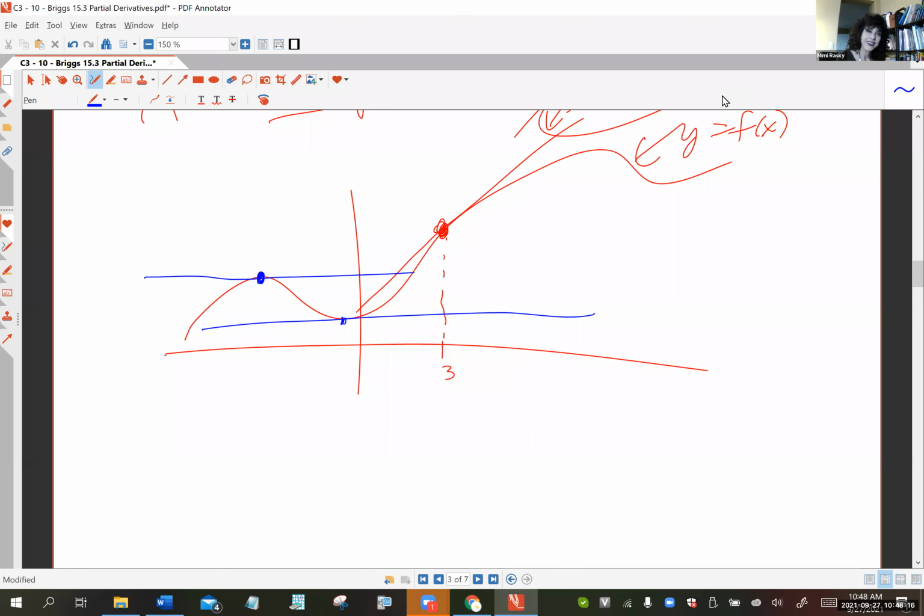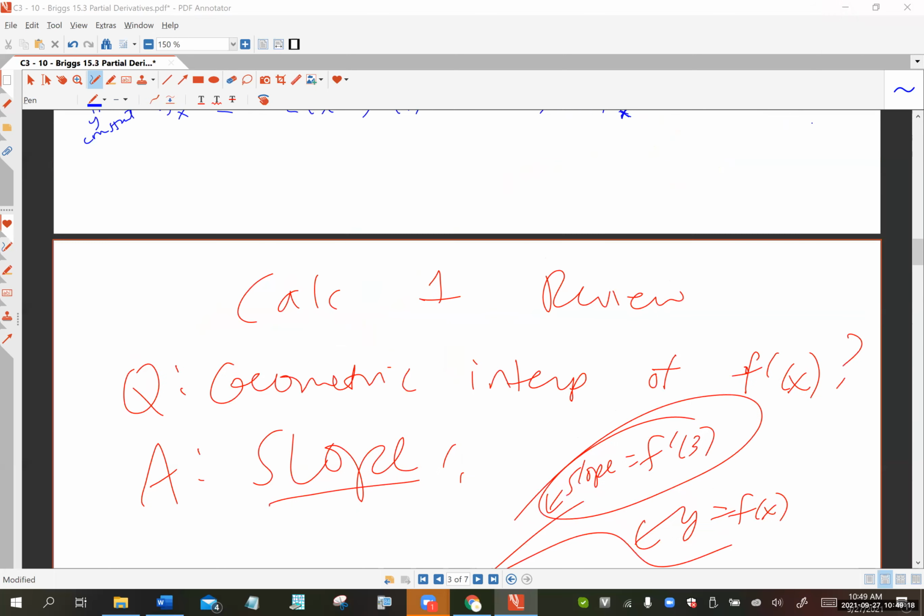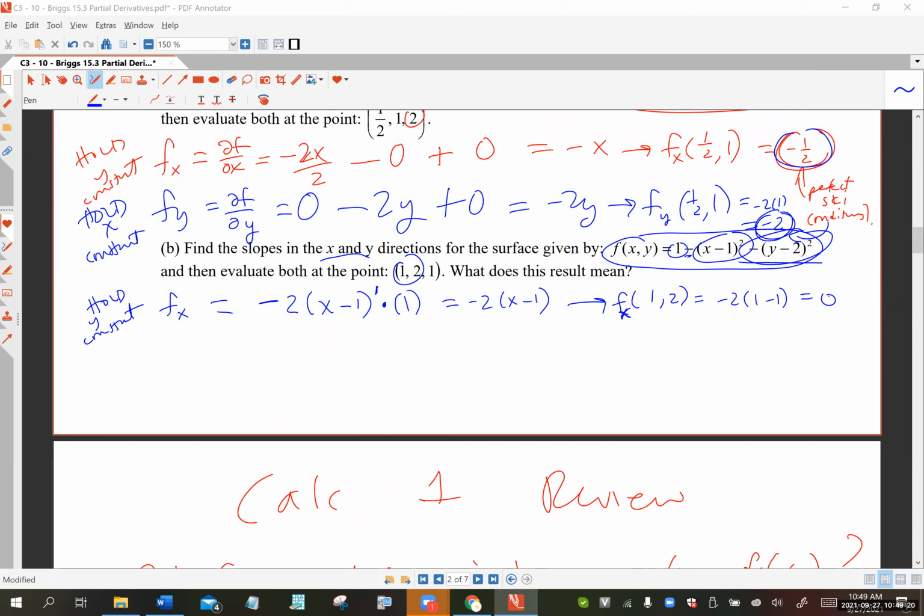One or the other? Yeah, one or the other. Okay, but wait a minute. Do we have the Fy equal to 0 also? So let's go get the other first partial. Hang on a minute. We would need both Fx and Fy to be equal to 0 to get a max or a min in 3D.